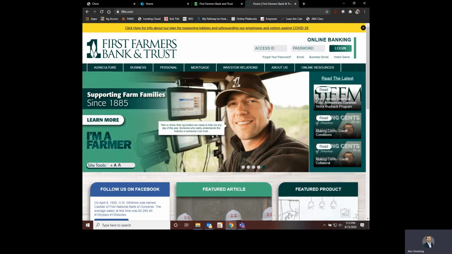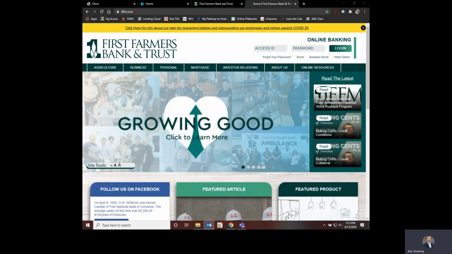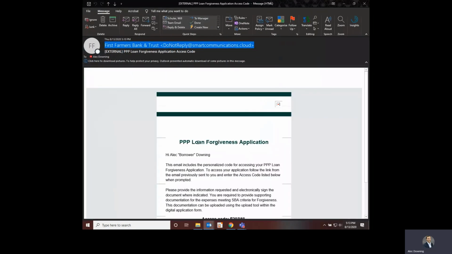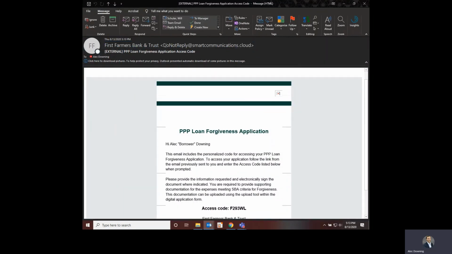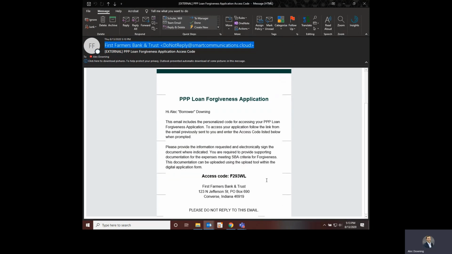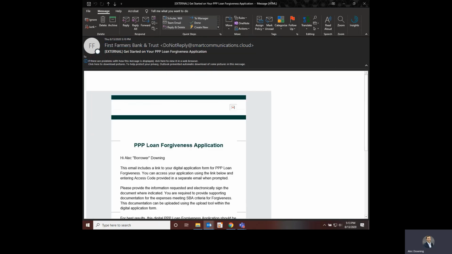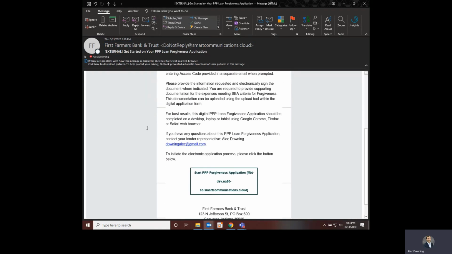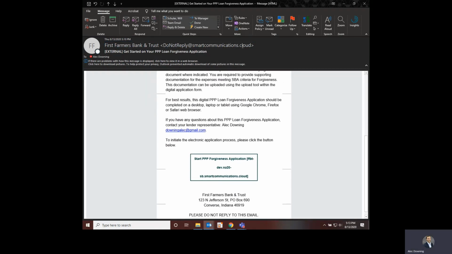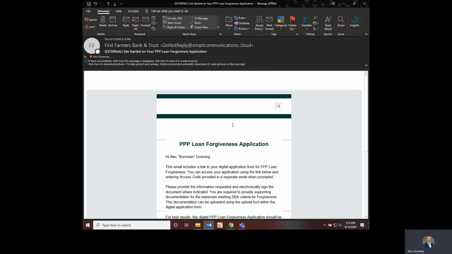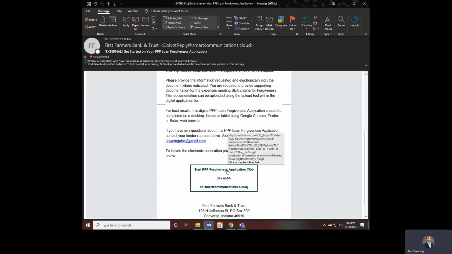So if you are a borrower with us, when we are ready for you to send in your application for forgiveness for the PPP loan, you will be getting 2 emails. The first one will look like this. It'll come from do not reply at smartcommunications.cloud, and it will have an access code. And the second email will look like it'll be from the exact same address, but it'll be a separate email that has a link on it.